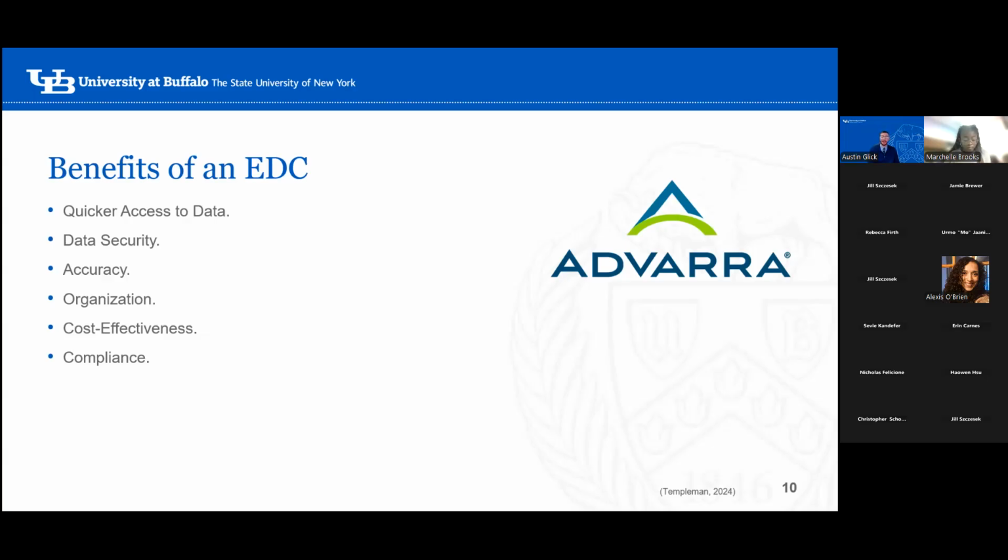Accuracy. EDC systems improve data quality. There are options to add constraints on a form that prevent inaccurate or illogical values from being entered. Using a computerized system enables legible entries and automatic calculations for cleaner data versus using paper forms. Organization. Use of an EDC system increases the efficiency of clinical trials due to its user-friendly navigation.